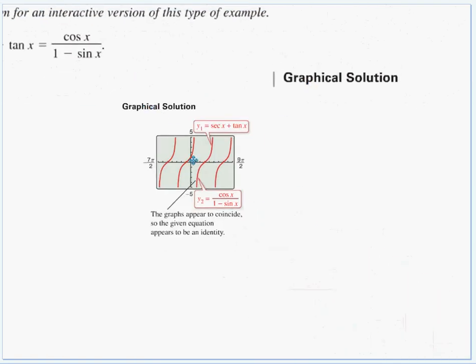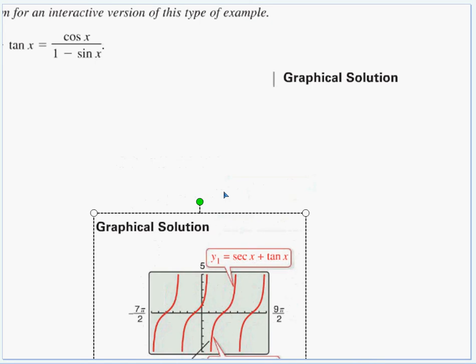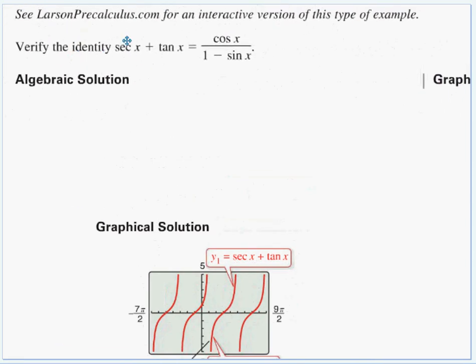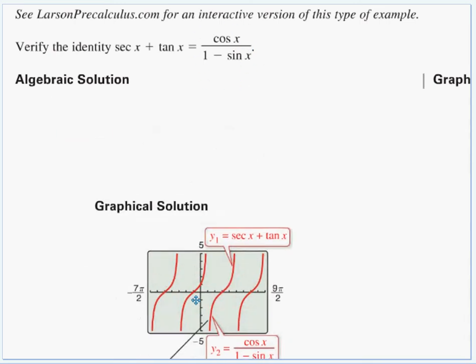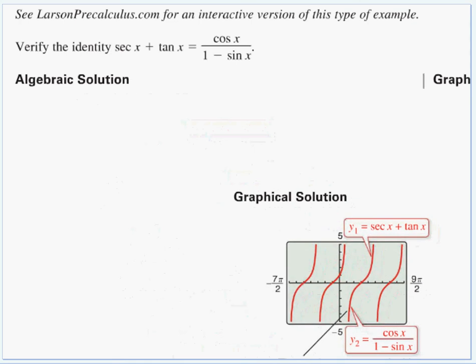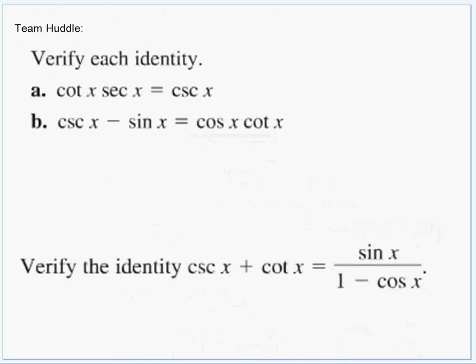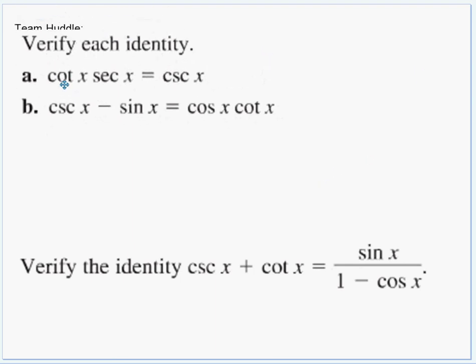Graphical, of course, for graphical, we would just put each of those into the TI-89. Y sub 1, we could do secant of x plus tan x. Kind of looks like a tan graph, but shifted around a little bit. And then this mess, cos over quantity 1 minus sine, would be the exact same graph. They would be identical. You wouldn't be able to tell them apart. So here are some for you to enjoy on your own. Pause the video and then see if you get them right.